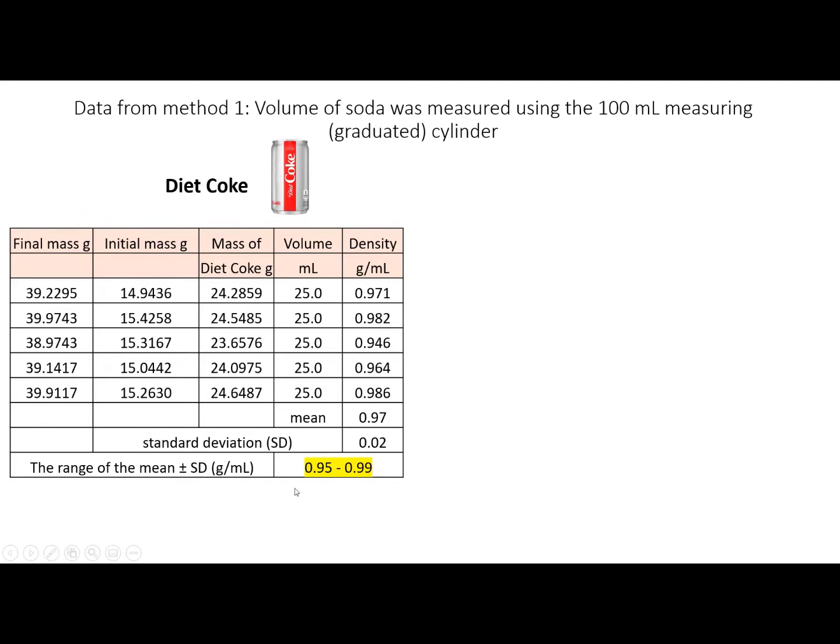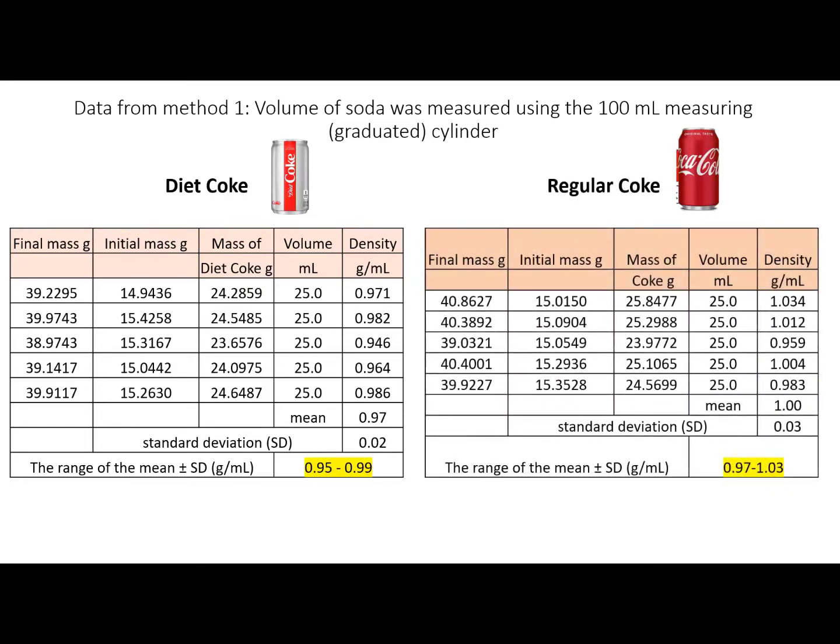According to method 1, this range for Diet Coke is 0.95 to 0.99. I also collected the data for regular Coke using method 1. The mean is 1.00 grams per milliliter. The standard deviation is 0.03 grams per milliliter. The range of the mean plus or minus standard deviation is 0.97 to 1.03 grams per milliliter.